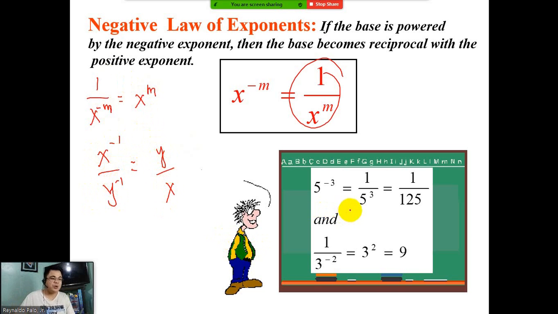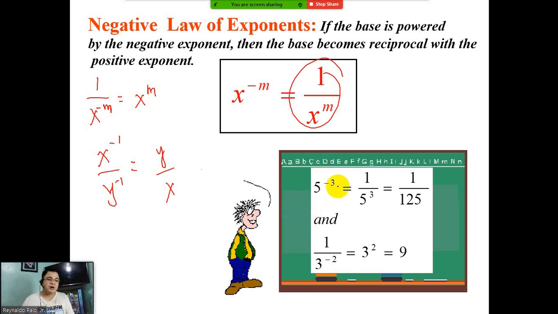For example, if we have 5 raised to the power of negative 3, you cannot actually say this is 125. Why? Because the exponent is negative. All you need to do first is to reciprocate it so that we can remove the negative exponent. Take note that if the expression has a negative exponent, it's not yet simplified. You have to remove the negative exponent first for you to be able to simplify it. Take note of that.